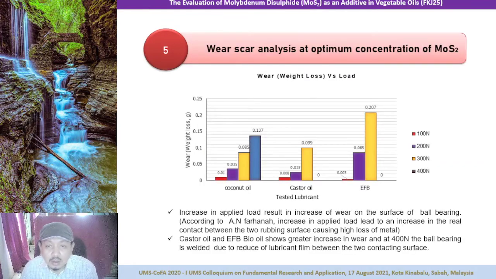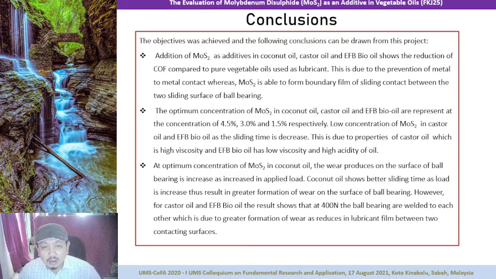Okay. So for the wear scar analysis at the optimum concentration of molybdenum disulphide, increasing the applied load results in increased wear on the surface of the ball bearing. According to Farhana, increasing the applied load leads to an increase in real contact between two rubbing surfaces, causing a high loss of metal. Castor oil and EFB Bio-oil show the greater increase in wear at 400 Newton. The ball bearing is welded due to the reduction of lubricant film between the two contacting surfaces.